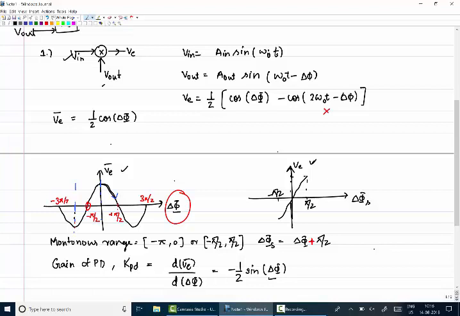So if it becomes pi by 2, this will be equal to A out times sine of omega naught t minus pi by 2. So what is minus sine of 90 minus theta? This will be equal to A out times minus cosine of omega naught t. In a steady state, the phase offset between the input and the output signals is going to be pi by 2.